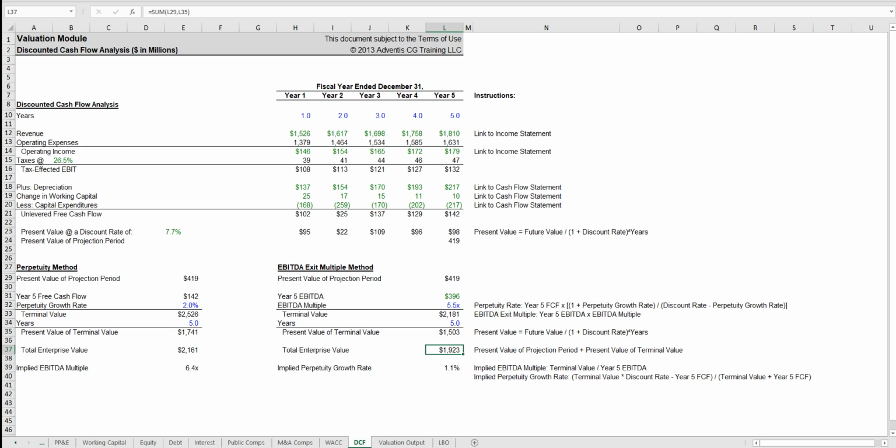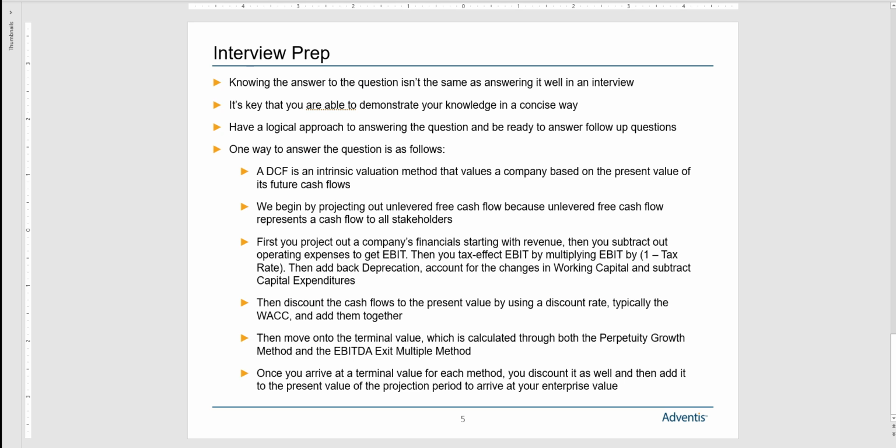And with that, we've completed our in-depth Excel walkthrough. Let's move on to how to answer this question in an interview. Given the fact that we just went through a conceptual review, as well as an Excel walkthrough, you're probably feeling comfortable with the concept of a DCF. However, be cautious that just knowing the concept or answer isn't always enough, and there is a gap between knowledge and actually answering the question well. You'll need to practice this concept and walk through a DCF numerous times before it is interview ready.